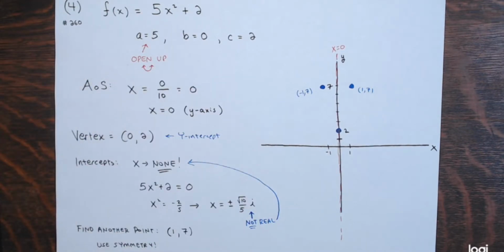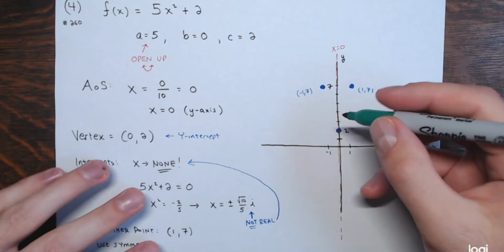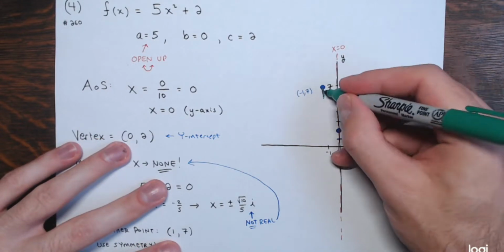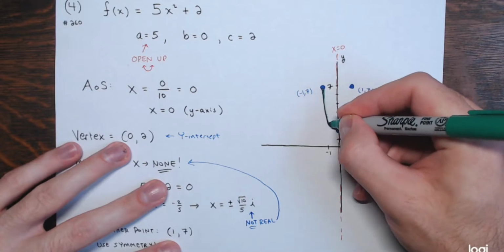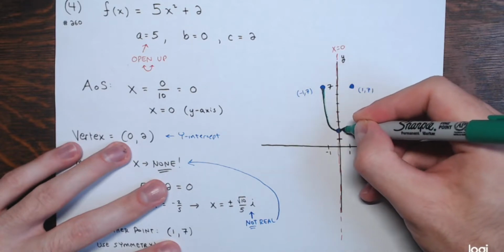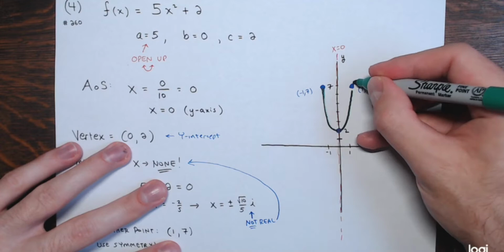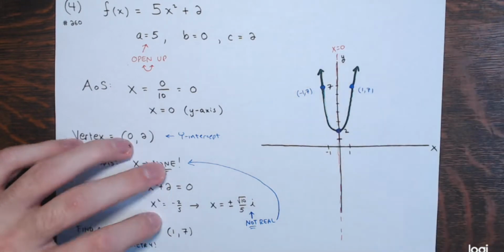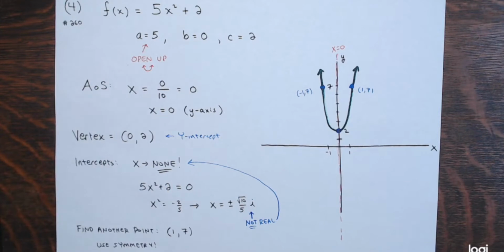Once you have the vertex and a point on either side of the axis of symmetry, you should be able to make a rough sketch of the parabola. So it'll be looking like this. Again, just make sure it's not pointy, and try to be symmetrical about the y-axis. All right, so something like that. Pardon me again, but a very, very rough drawing.